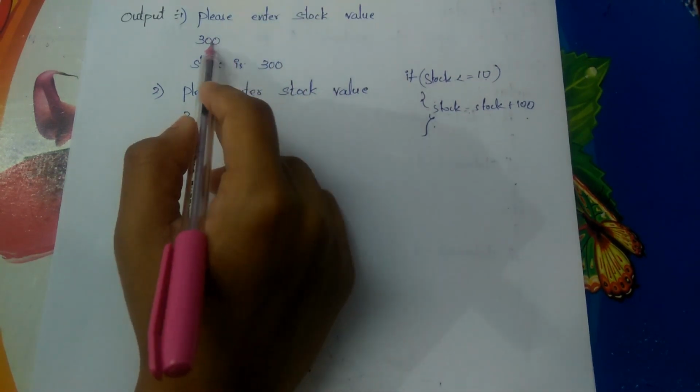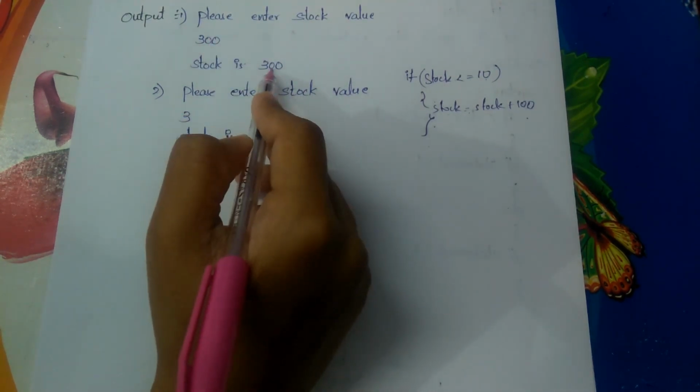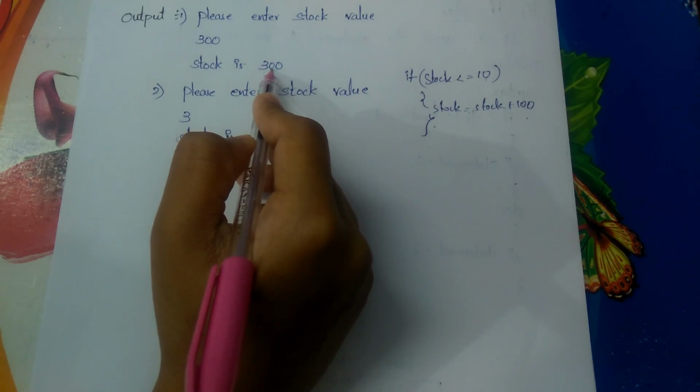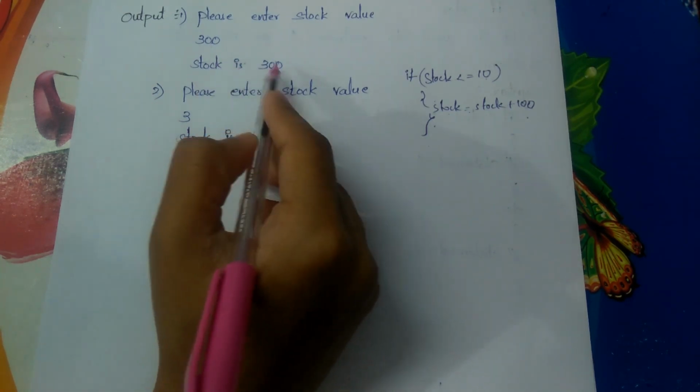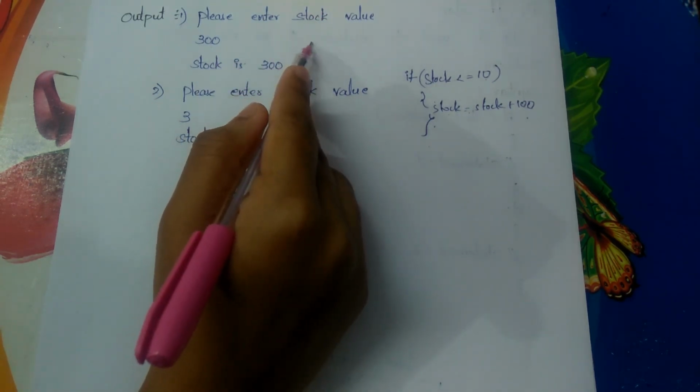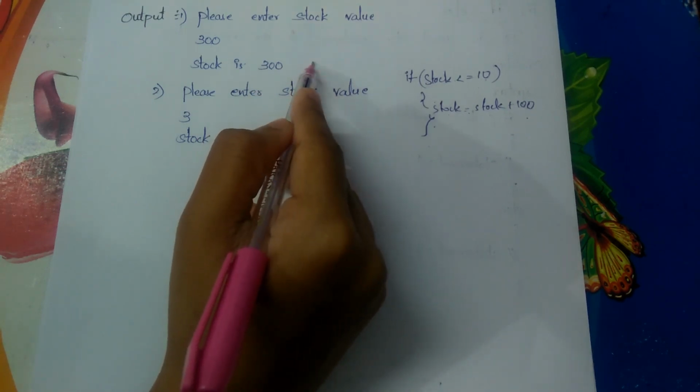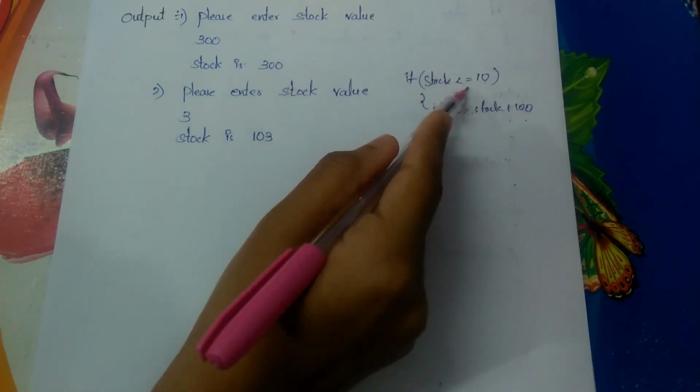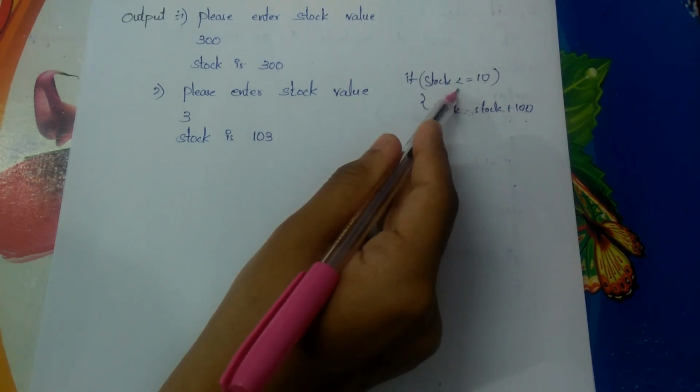The stock value I gave as 300 is stored in the stock variable. So it prints "stock is 300". This is the first output, when the if statement is false. Now let's see what happens when the if statement is true.